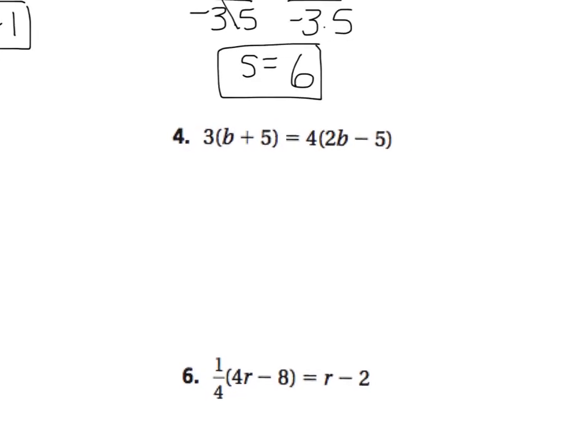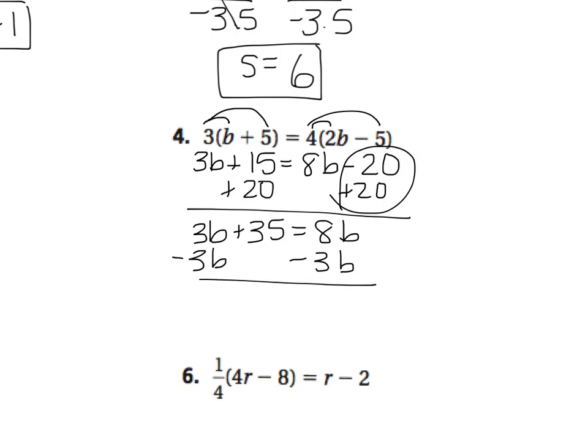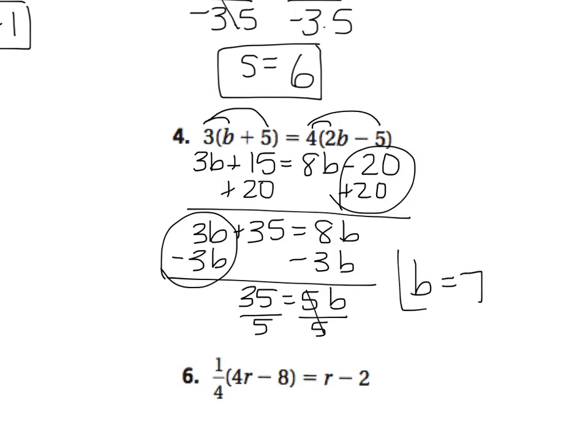Moving on to number 4, we're going to have to distribute on both sides. That gives us 3b plus 15 equaling 8b minus 20. I'm going to start out by adding 20 to both sides. So that leaves me with 3b plus 35 equals 8b. Subtract 3b from both sides in order to get all of my b's on one side. I get 35 equals 5b. Divide both sides by 5, and b equals 7.